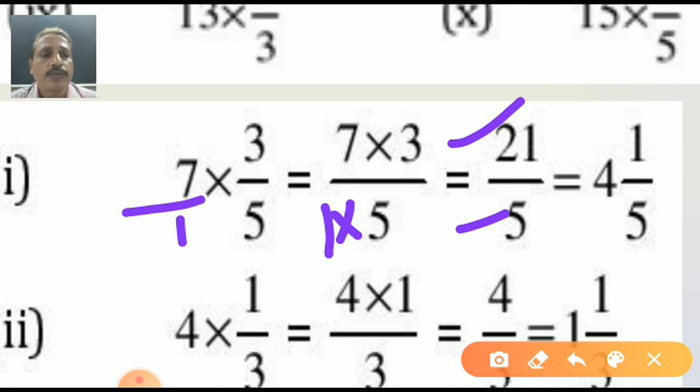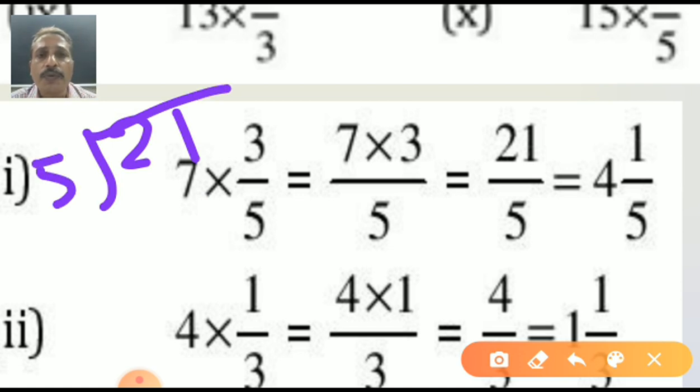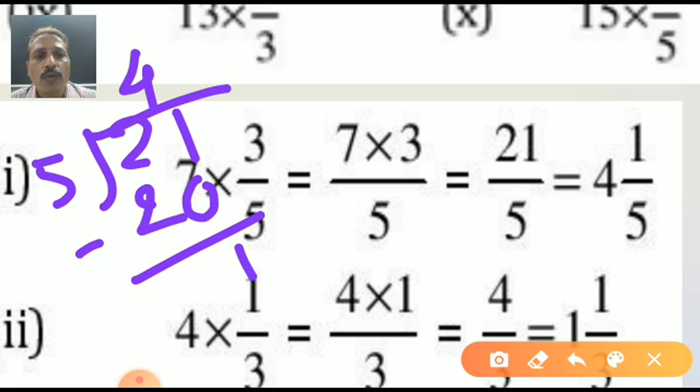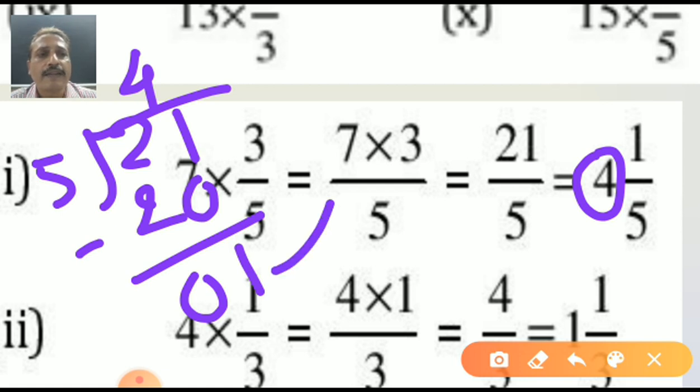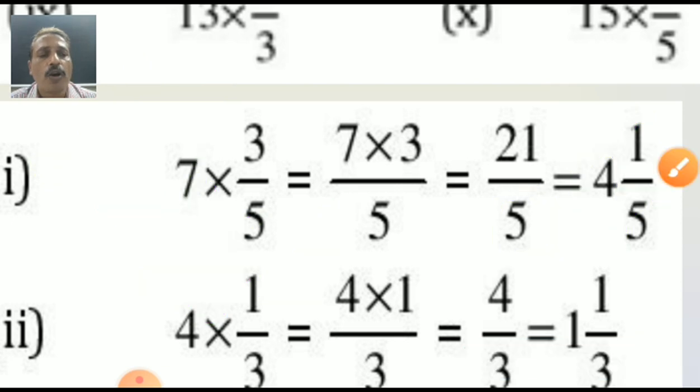Yes, you are right, my dear student. We have to divide this number and we will get a mixed number. 21 divided by 5. 5 table up to 21. 5 4s are 20. Subtract it. 1 minus 0, 1. 2 minus 2, 0. What is the number first? 4 will come here. And what is the remainder? It will come up as the numerator, 1. And the denominator remains the same. So 4 and 1 by 5. That is our final answer in lowest form.